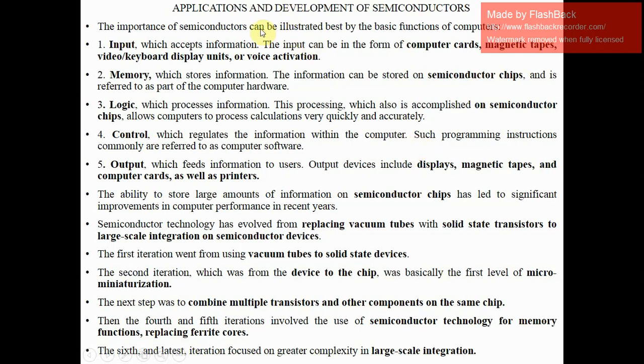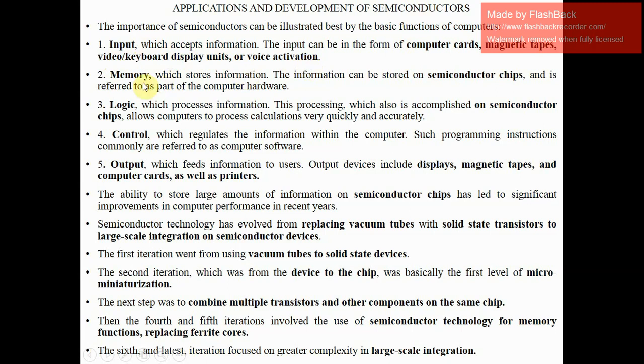So this is one example that shows the application of semiconductors in computers. Computers have some basic functions: input, memory, logic, control and output. These are the five functions. The input accepts information. The input can be in the form of computer cards, magnetic tapes, video, keyboard, display units or voice activation. These are the inputs.